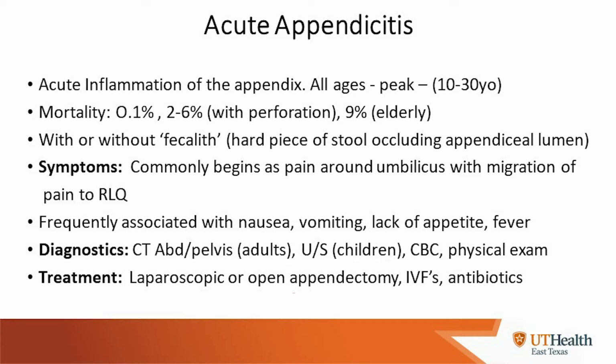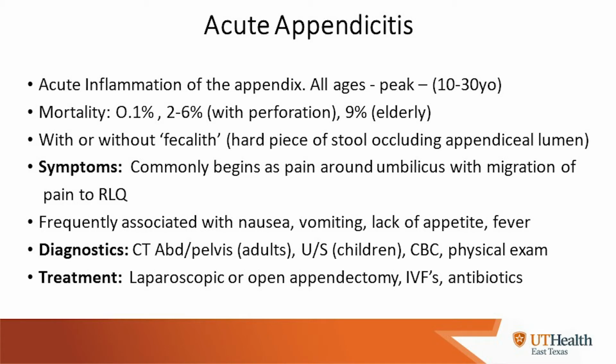Mortality for acute appendicitis is low, fortunately, with it being as common as it is, varying between 0.1% and 2 to 6% if the appendix is perforated. And it can be as high as 9% in the elderly, frequently due to coexisting comorbidities.